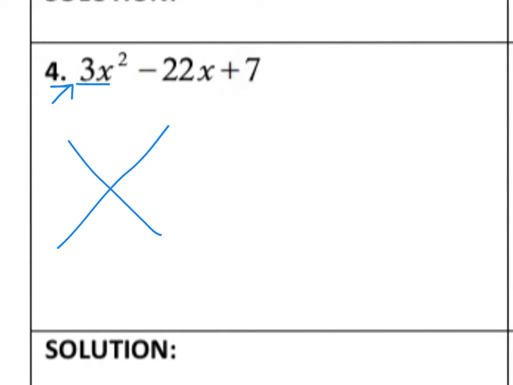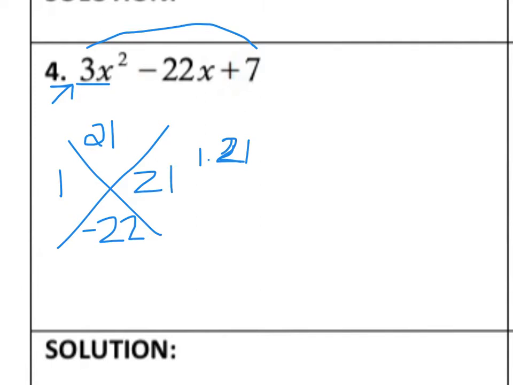So when I have that, I need to multiply 3, or the leading coefficient, times the very last number, which is 7. So that goes in the top of my box, 21. And the bottom of my diamond is going to be -22. It's always the middle term. So thinking about my factors of 1 and 21, I can probably stop there.